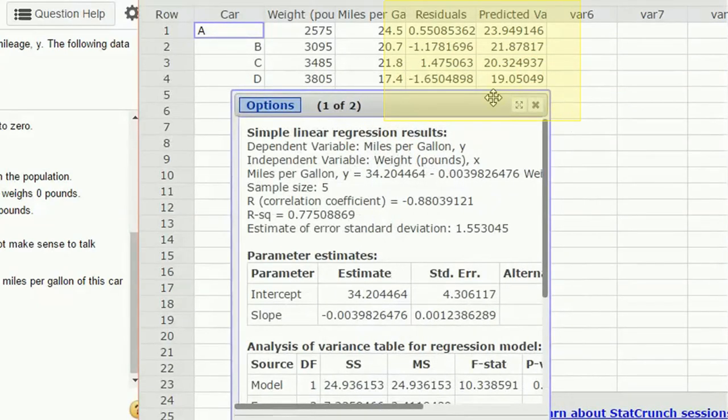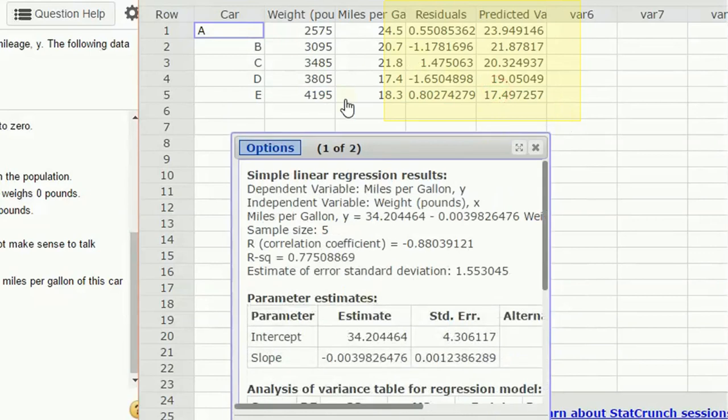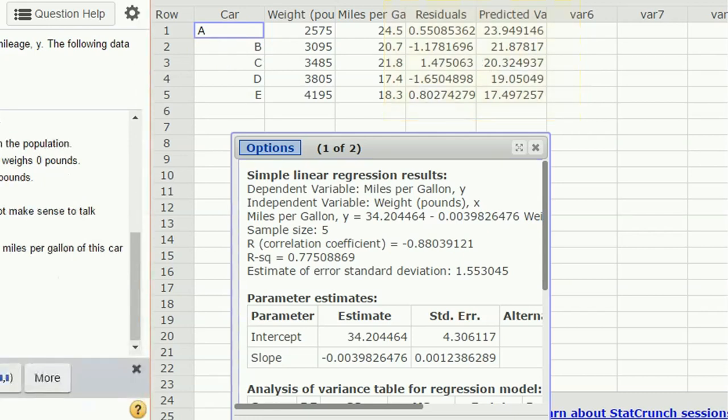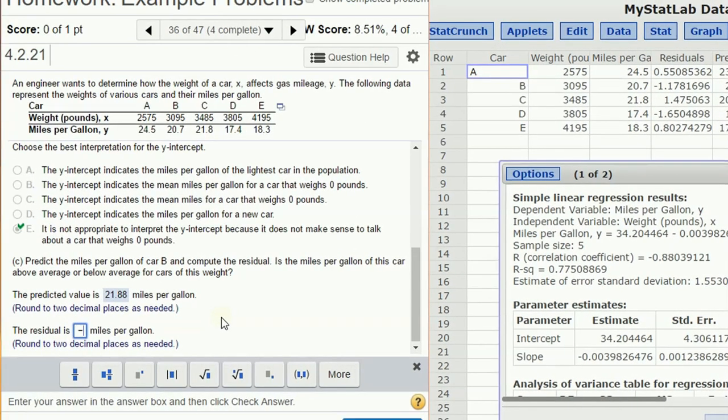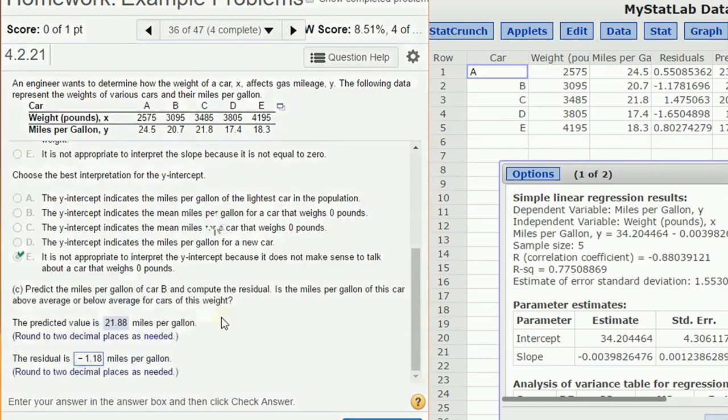Look at that. Isn't that cute? If you look here now for car A, it tells you what the residual is. It tells you the predicted value. For car B, the residual, the predicted value. It gives you all of those. So actually, we're looking at car B, the residual, and the predicted value. I could have done that right away, but that's all right. The residual for car B is negative 1.178, rounds to 1.18.